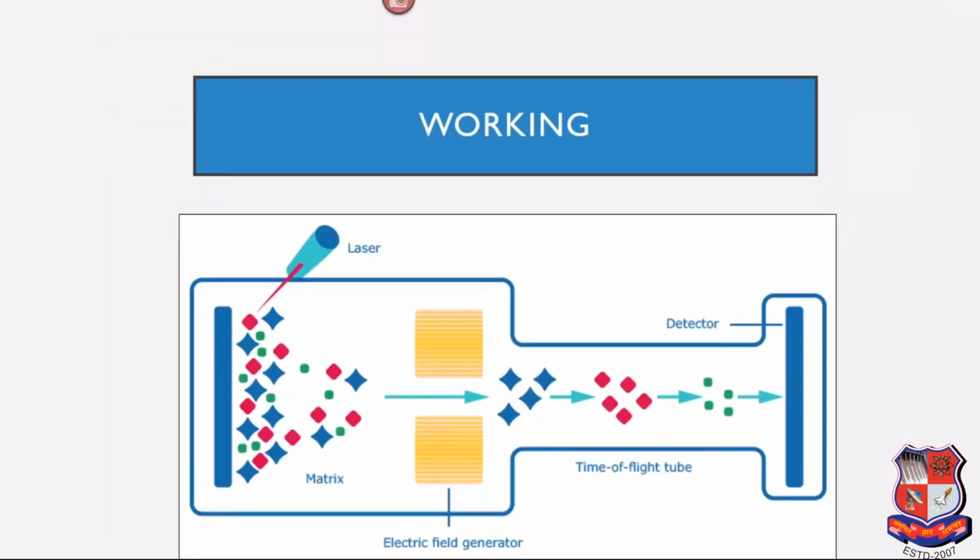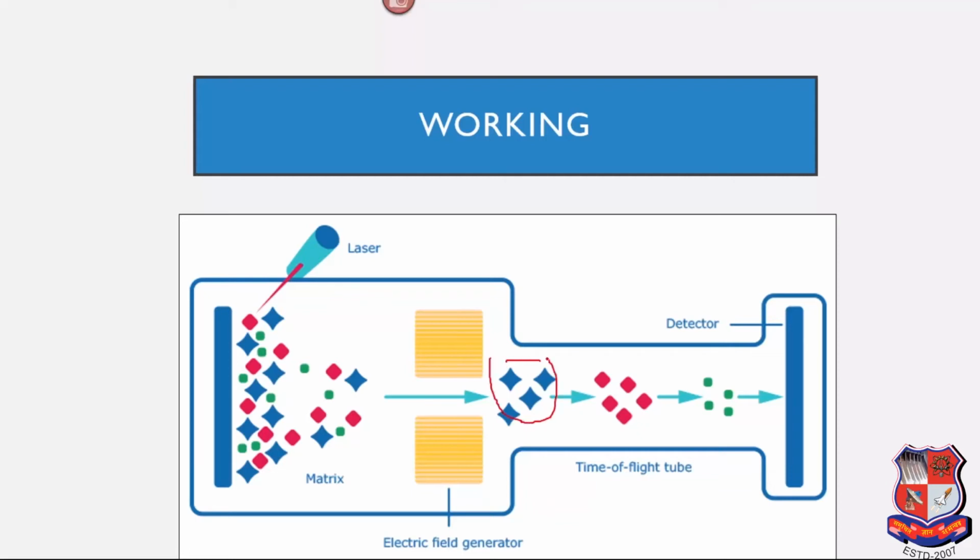Now how does it work when we get a sample? Laser is the source for the sample. It is energized, and due to the electric field generator, we ionize the whole sample. Then we can see that the sample is ionized by this electrical field generator. After passing through the electric field generator, the sample is ionized.